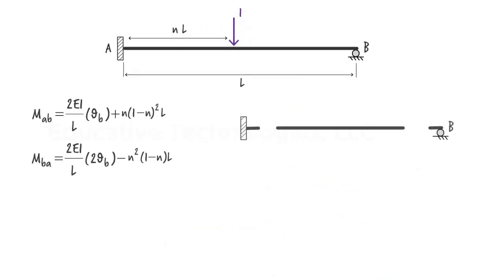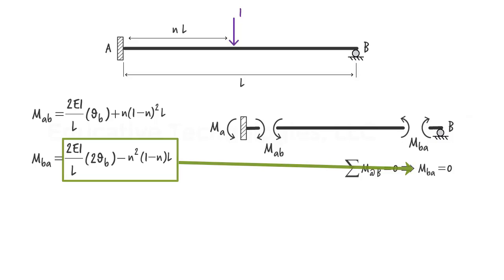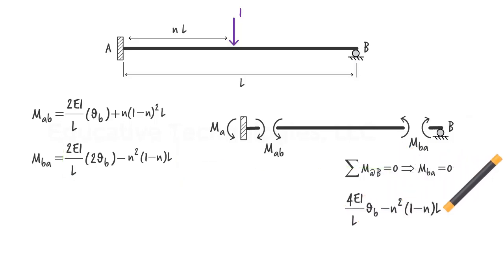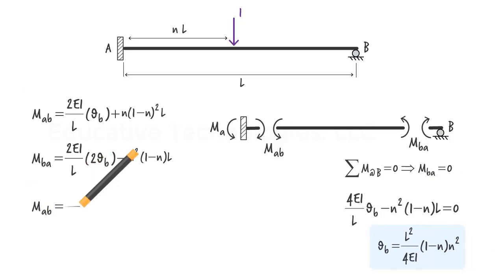According to the slope deflection method, we need to write the moment equilibrium equation for each support point. So, the sum of the moments at B must be 0. Substituting this for MBA in the moment equation, we can solve this equation for theta B. Then, we substitute the result in the slope deflection equations to get the member end moments.